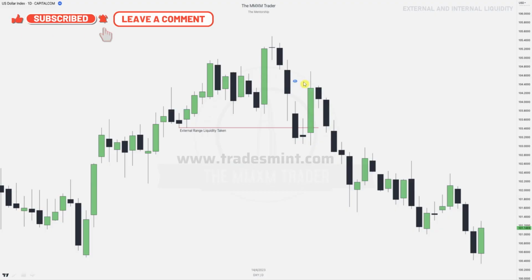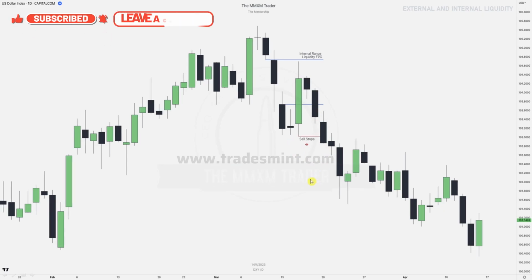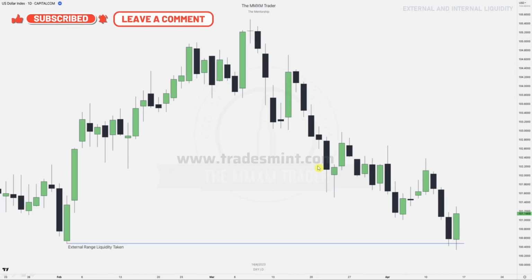What do we want to do after we take internal range liquidity? Go back to external, right? We fill this up. We look for this external range liquidity down here. And we keep declining. We take out this external range. Where are we going to draw into next? You might have guessed it already. We're going to internal again, right? You can see it draw lower, going back into internal down here.